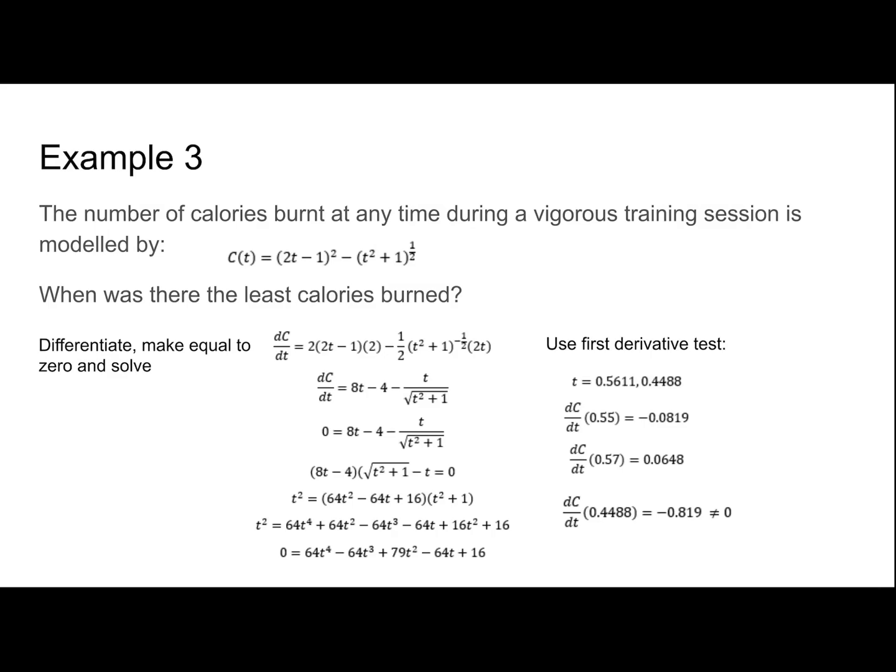On the other hand, if we substitute 0.4488 back into our gradient function, we'll see that it equals negative 0.819, which is not 0. The reason we're getting this turning point, and it's not actually a turning point, is that once we square both sides, if you remember back to our complex numbers, when you square both sides, you create an invalid solution. By squaring both sides, we created an invalid solution, and that invalid solution was 0.4488. It's not actually a turning point, just an invalid solution created by squaring both sides.